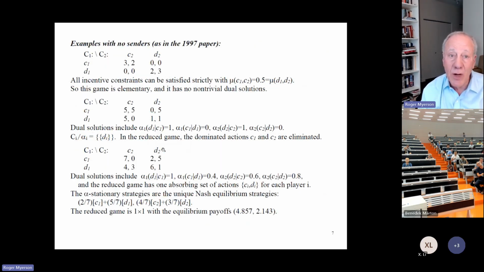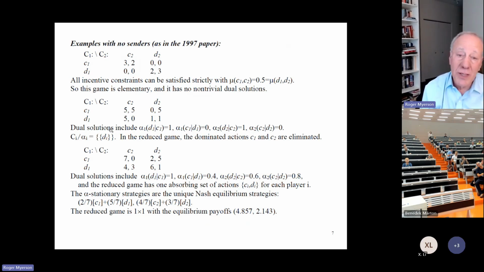I'm going to skip that because I want to say something about some examples. In the 1997 paper, I observed that games like the Battle of the Sexes game are elementary games. Take a 50-50 mechanism that randomizes 50-50 across the diagonal. That satisfies every incentive constraint strictly, so there are no dual solutions.